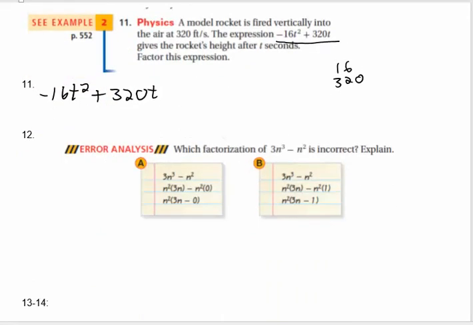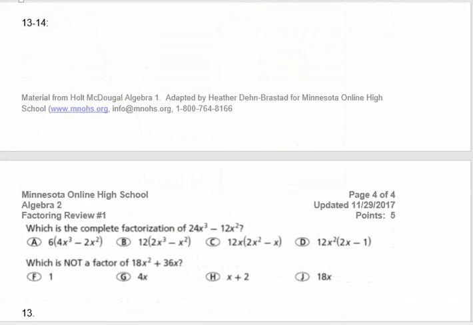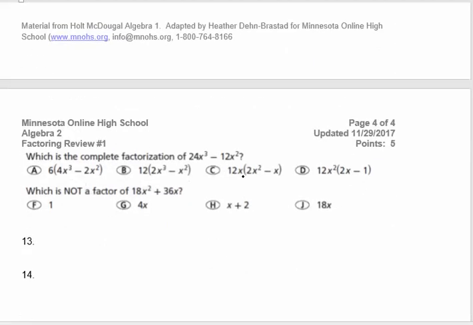Number 12, one of these is correct, one of them is wrong. Pick the one that's incorrect and tell why it's wrong. And then there's a couple multiple choice questions here. This is 13. Number 13 says, what is the complete factorization of this? So figure out which one of these is correct. And number 14 is which is not a factor. So 1 is a factor of everything, so that's going to be. I don't think this one is.